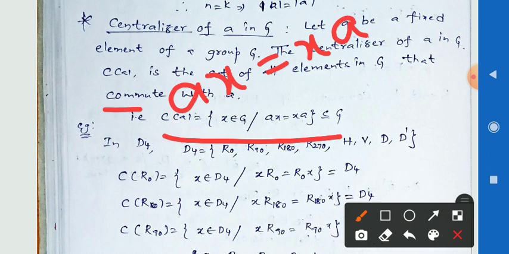Here A is the fixed element in group G and X is any element. X must range over the set of all elements of G satisfying Ax is equal to Xa. Then we say that this is the centralizer of A in G.